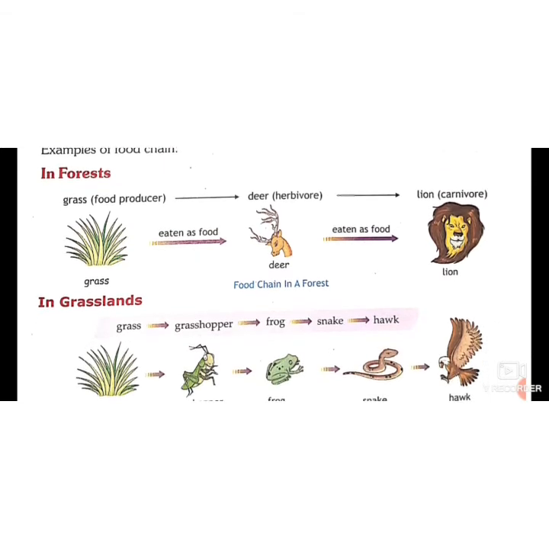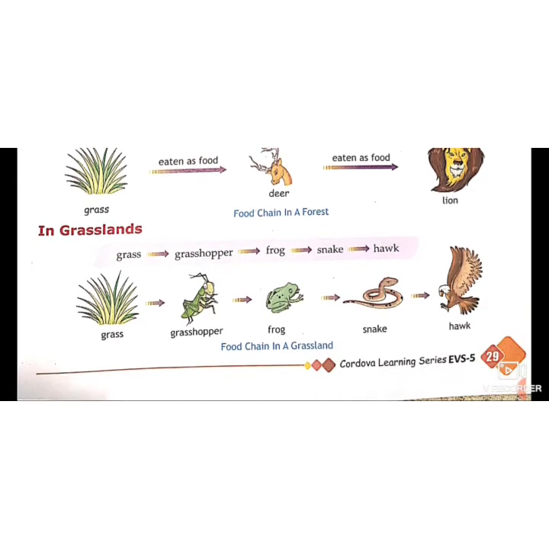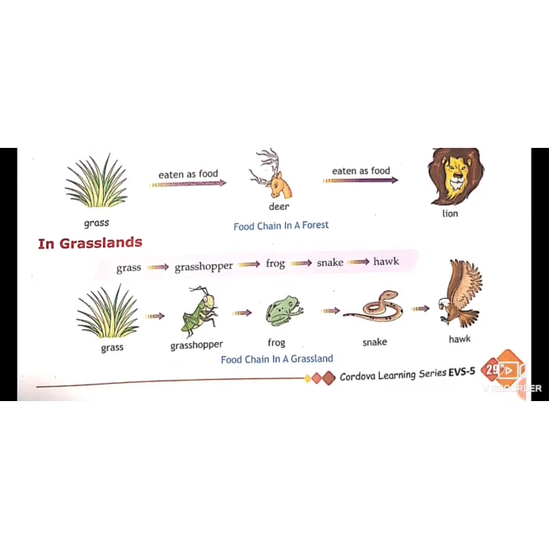So here is an example of a food chain in a forest. Grass, that is food producer. Grass is eaten by deer. Deer is a herbivorous animal, and deer is eaten by a lion, which is a carnivorous animal. Next example, in a grassland, grass is eaten by grasshopper. Grasshopper is eaten by frog, and frog is eaten by snake, and snake is eaten by hawk.